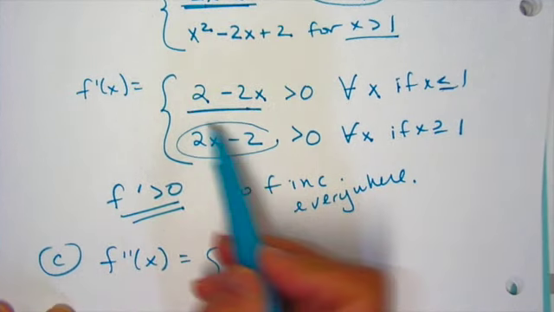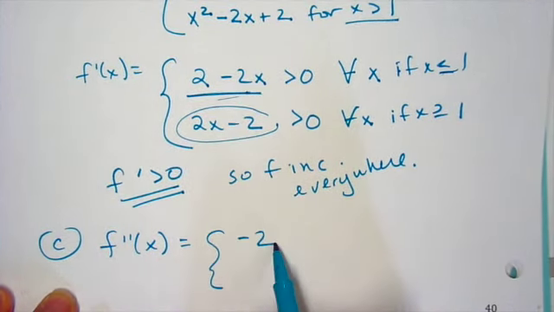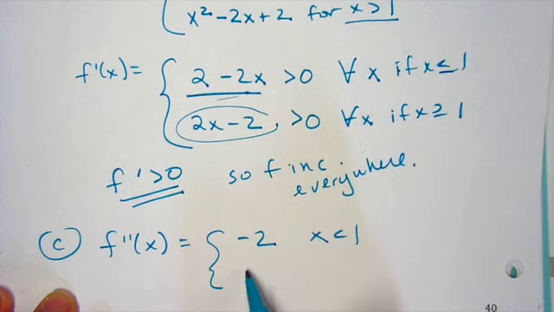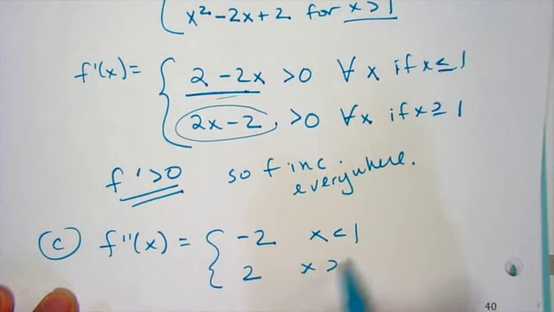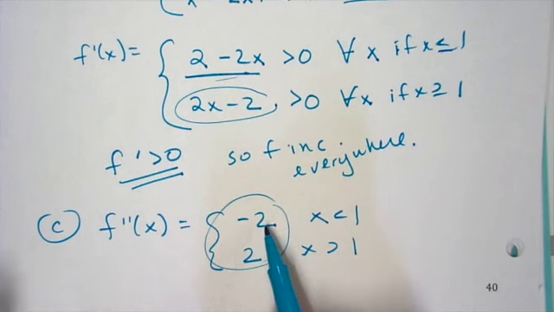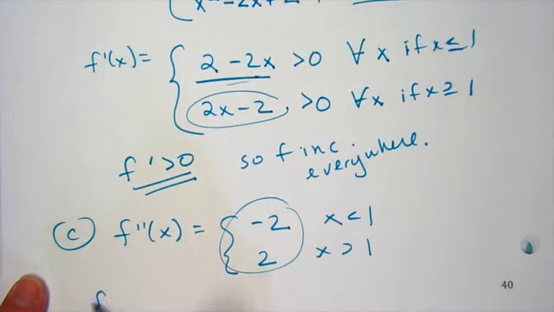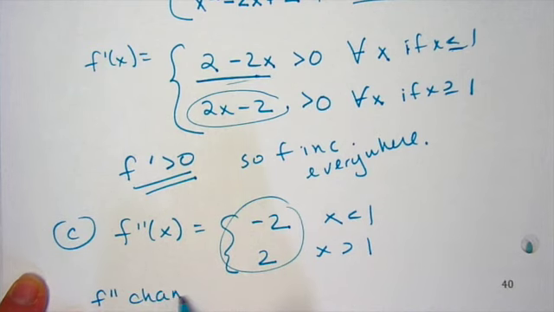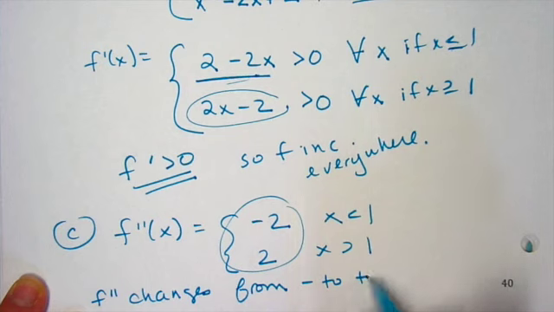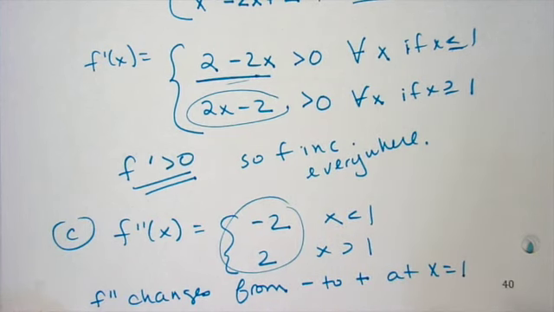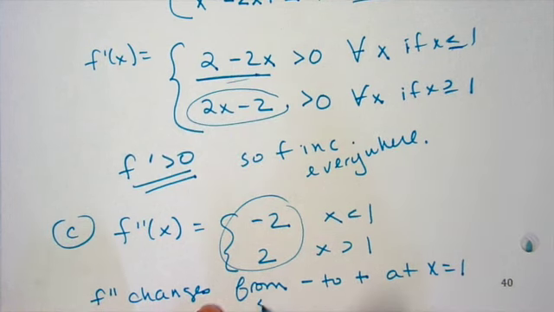Second derivative of this is negative 2 when x is less than 1, positive 2 when x is greater than 1. Second derivative goes from negative 2 to positive 2 at 1, so there is a point of inflection. F double prime changes from negative to positive at x equals 1. It did ask for the point, so you do want the ordered pair. So (1, 1) is a point of inflection.